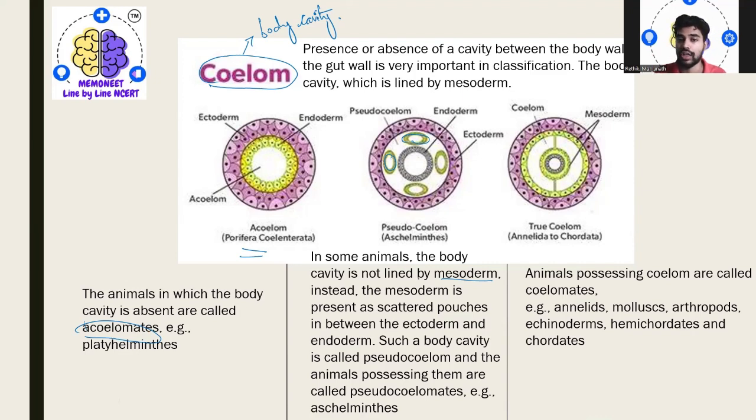Such a body cavity is called a pseudocoelom, and the animals which possess this kind of body cavity are called pseudocoelomates. Ascaris is an example. The next one is coelomates, that means the animals are true coelom. The animals which possess the coelom, that is the body cavity, are called coelomates or true coelomates. Examples from Annelida to Chordata, such as Annelida, Mollusca, Arthropoda, Echinodermata, Hemichordata, and Chordata. They all come under coelomates, that is true coelom body cavity.